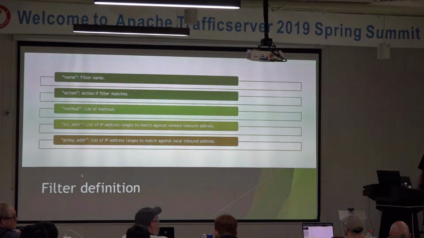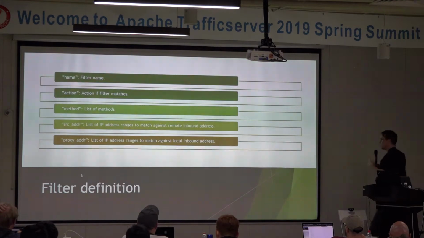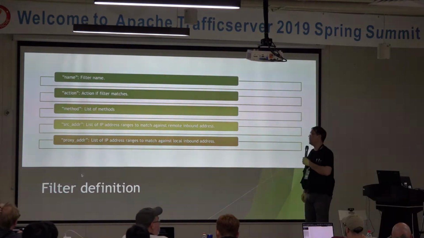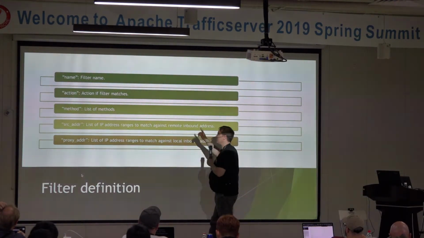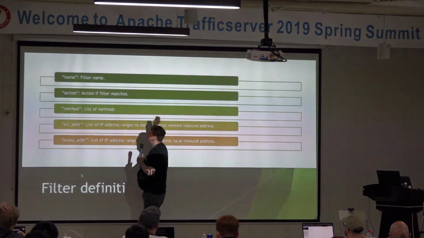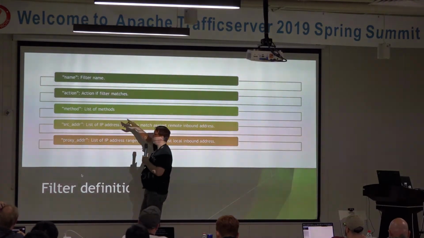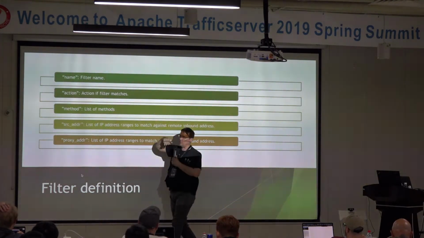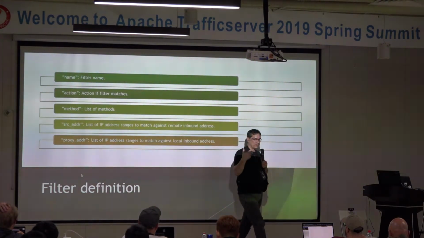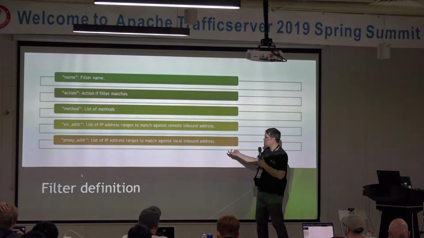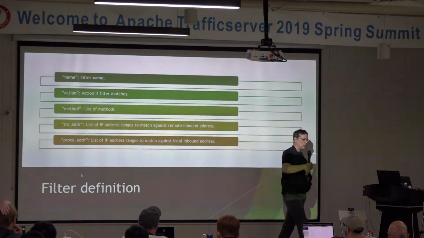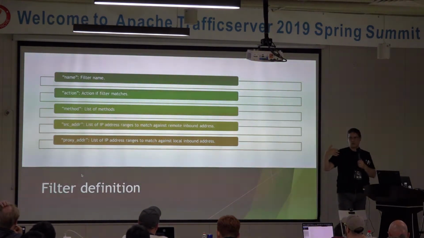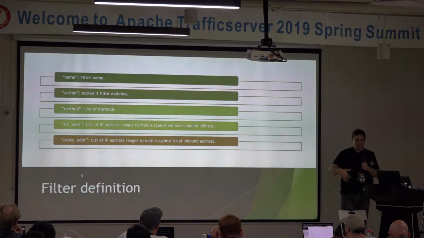This is still valid, right? Yeah, so this is... well, we wouldn't name it. Right, so you have an action, which is an enum, which is allow or deny. You have method, which is a standard singleton or list. It's just a list of methods. Source adder, again, is the remote. Inbound address is the address the client is sitting at. The proxy adder is the local inbound address. That is the address to which the client connected.